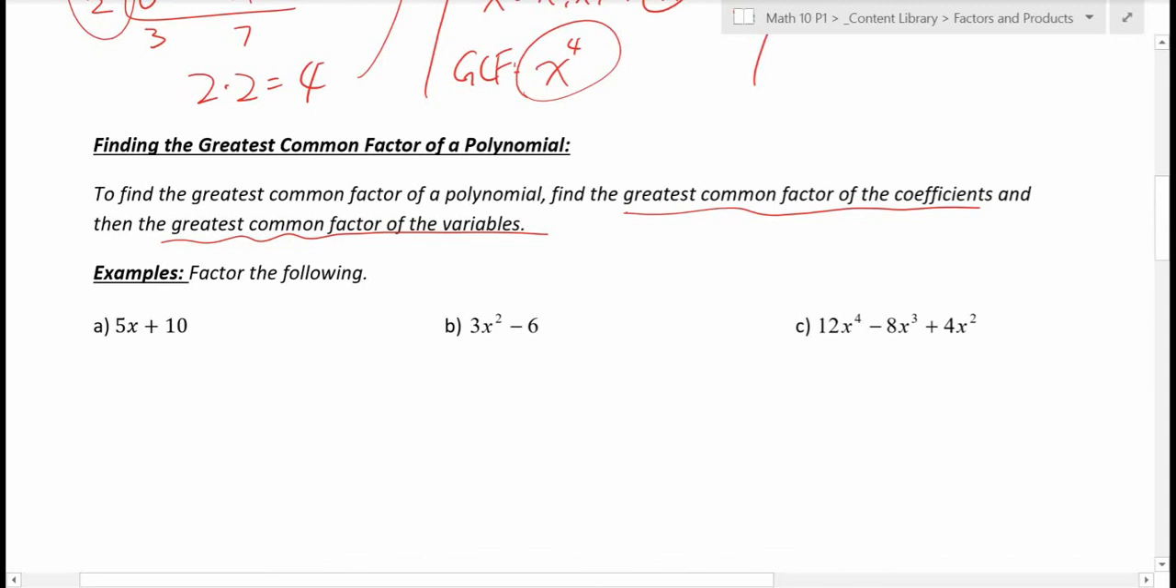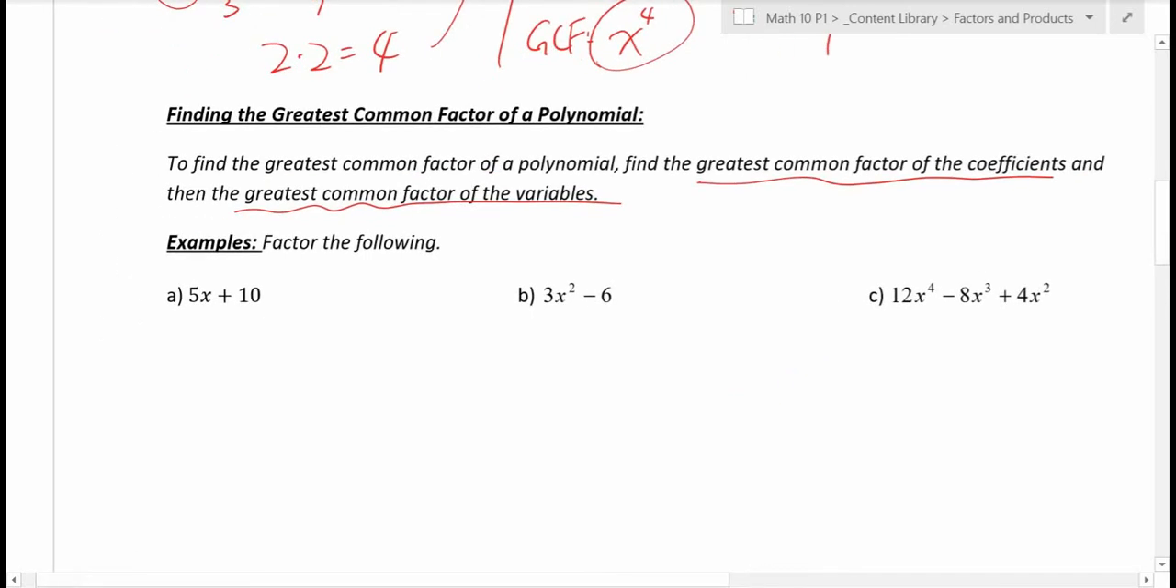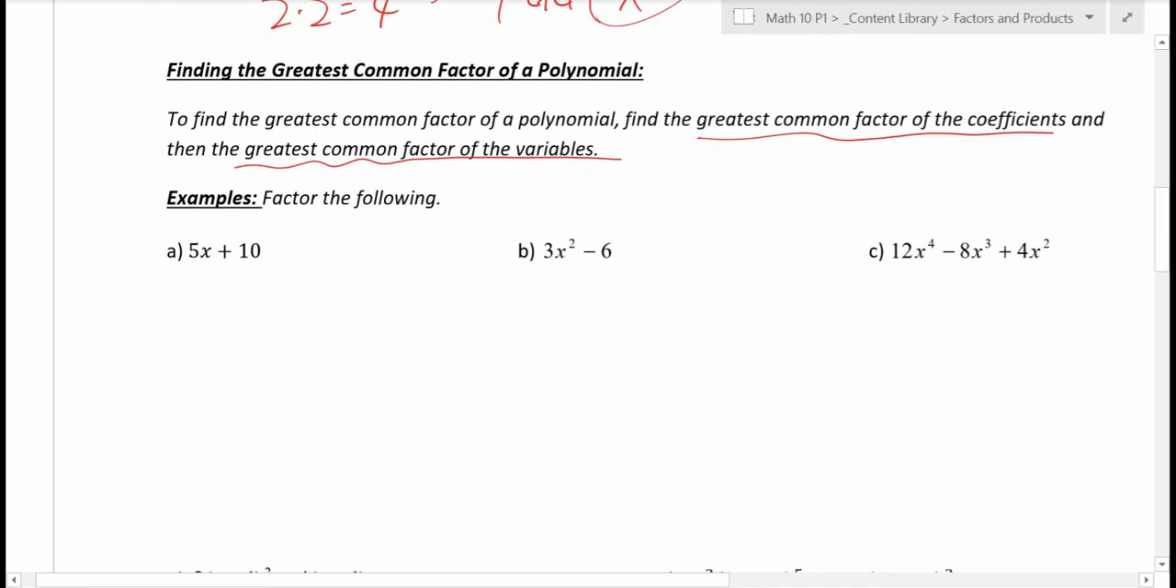Okay, so the idea of factoring is the opposite of multiplying. So it's like division almost. It's not quite division, but factoring means you're taking out the common factor in this case. So it's the opposite of multiplying. For example, now you know what? I'll show you, and then I'll show you the opposite.